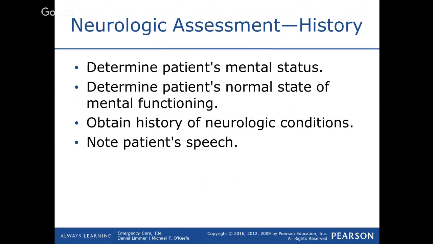To determine the patient's mental status, you guys are going to use AVPU: alert, verbal, painful, and unresponsive. Whenever you're talking about alert, we're typically looking at A and O times 3, or alert and oriented to person, place, and time, or A and O times 4: person, place, time, and event. I know that most hospitals use A and O times 4. Most EMS services now use A and O times 4. So anyway, determine the patient's normal state of mental functioning.